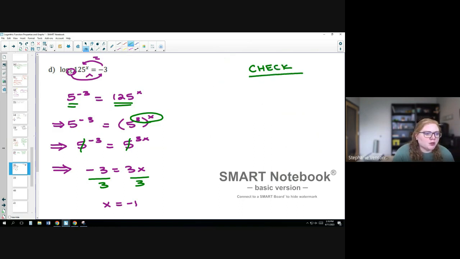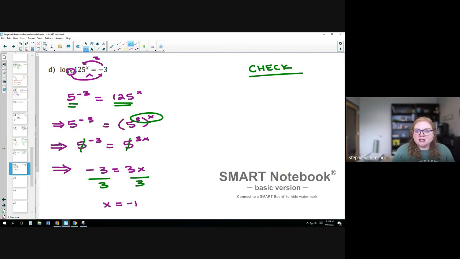Now remember, x can be in the base position or it can be on the inside of the log. If your x is on the inside of the log, then when you plug it back in, you just have to get a positive number. If x is in the base position, then when you plug it back in, you have to get a positive, but it can't be 1.